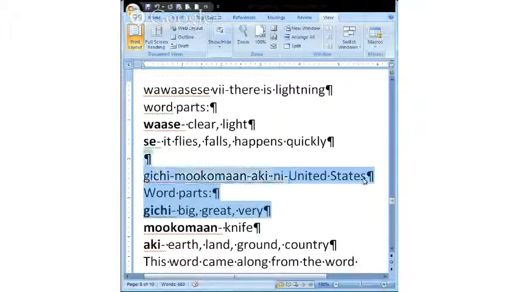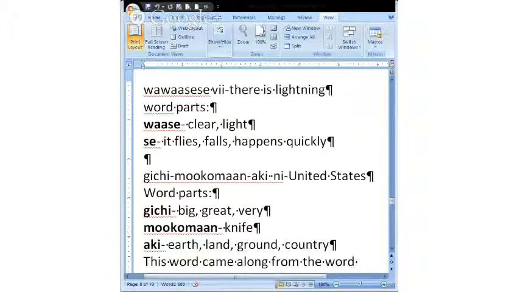Yeah, and then the word parts on here. Do you want me to talk about the emphatic markers again? Yes, please. All right, so the first two syllables are wah-wah, and they're emphasized twice on there. When you put an emphasis on there, you're saying the syllable twice, and it's just putting emphasis on the word. So in this case, wah-wah-say-say, there is lightning, and it's in reference to the light being lighter than light or clearer than clear.